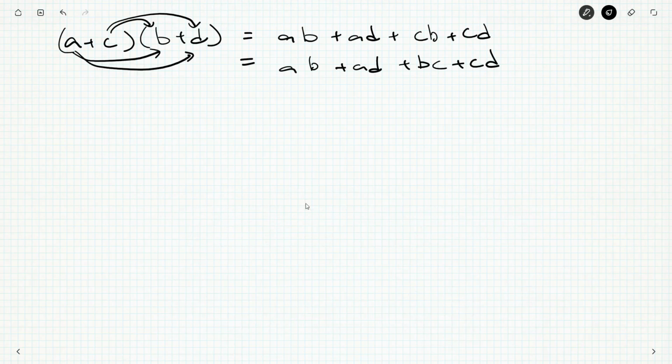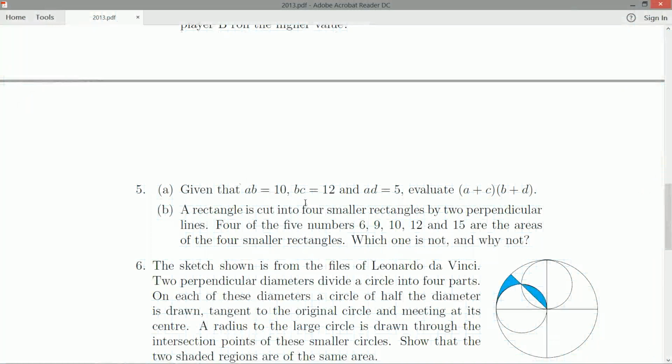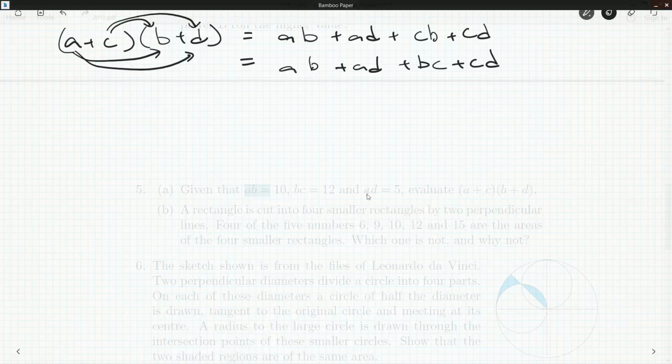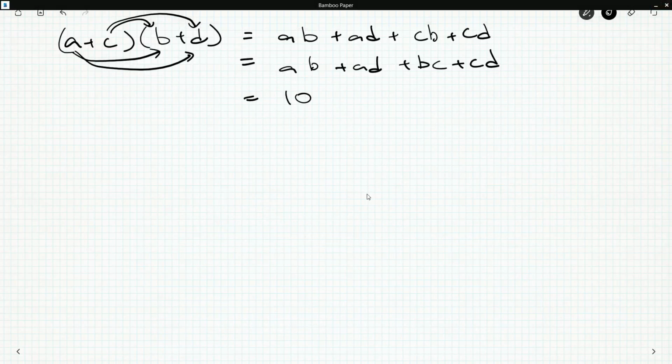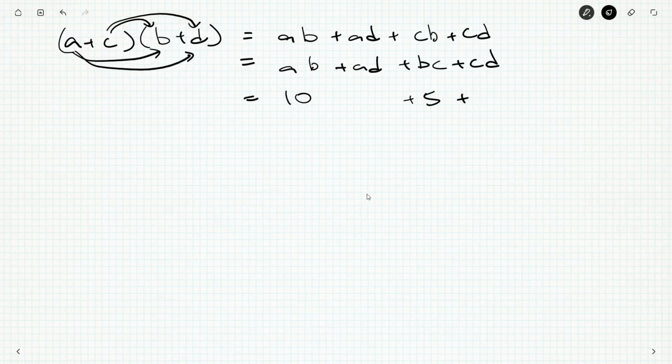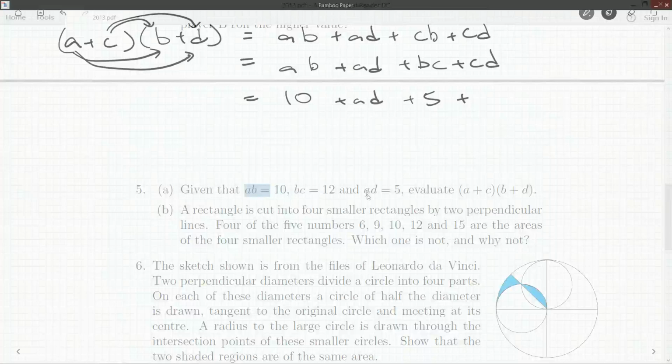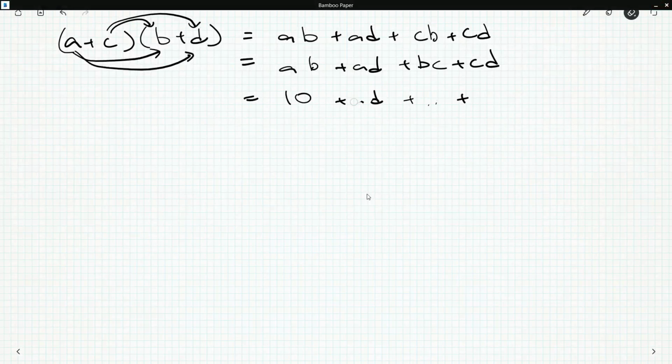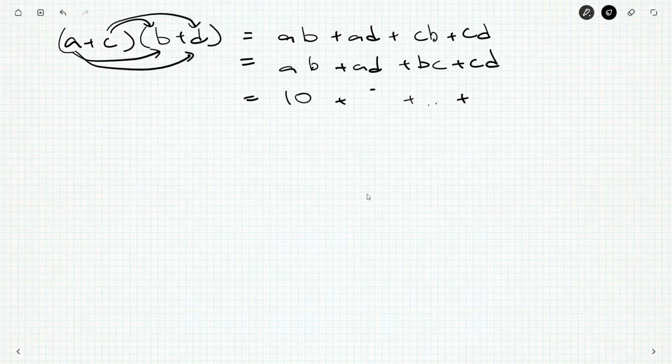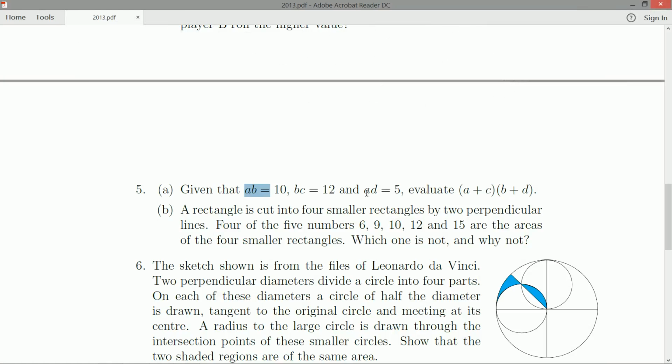Okay, what are we to do now? Well, we've got a whole bunch of pairs of products. And what did they give me? Pairs of products. Here's AB, here's BC, here's AD. These are some of the ones we already have. 10. I think this was 5. AD was the other one, and 12 was BC. Okay, we just need CD. But they didn't give me CD. I'm CD-less. What can I do?